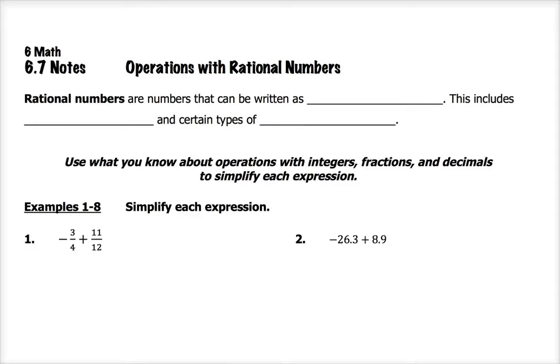Hey there, 6th grade. In this next video, we're going to look at operations with rational numbers. When I say that phrase rational numbers, I'm talking about numbers that can be written as fractions. So any number that can be written as a fraction would be considered a rational number. This would include your integers, which is what we've been working with through this point, and certain types of decimals.